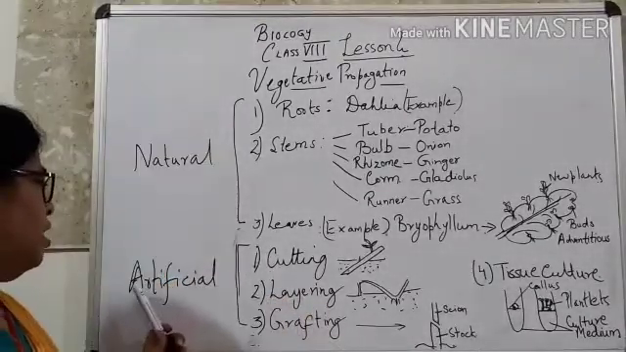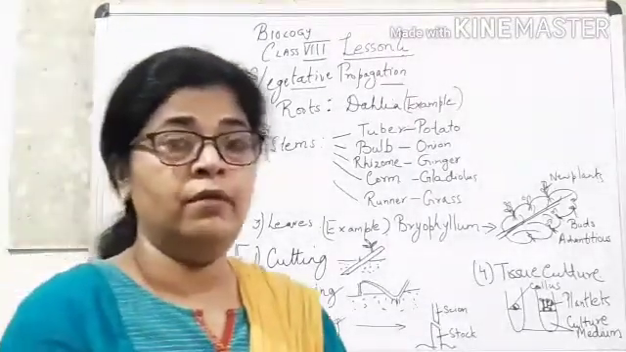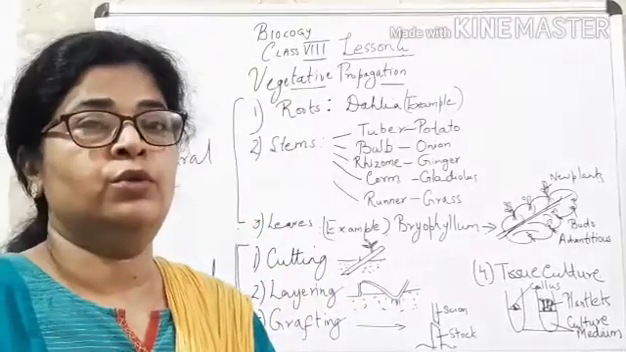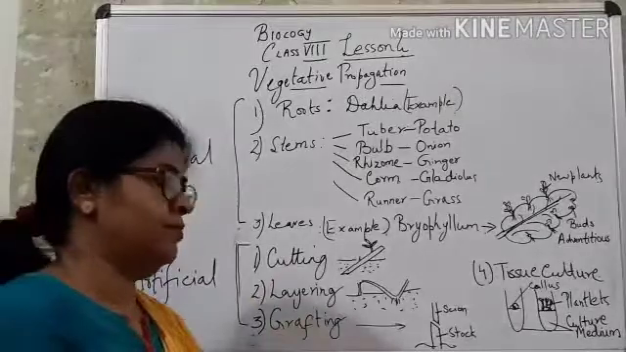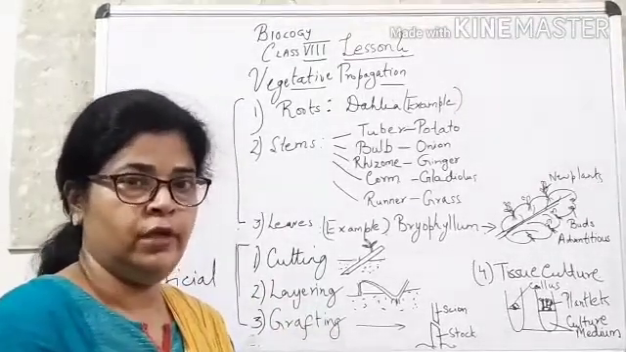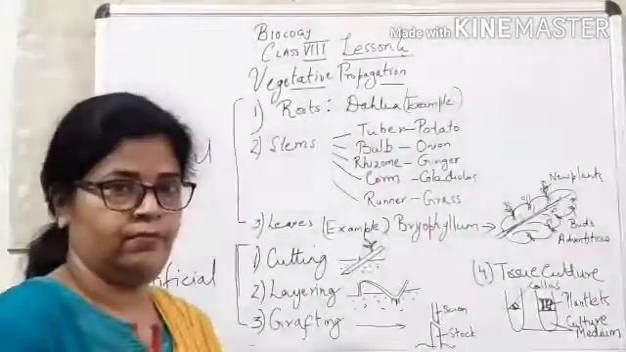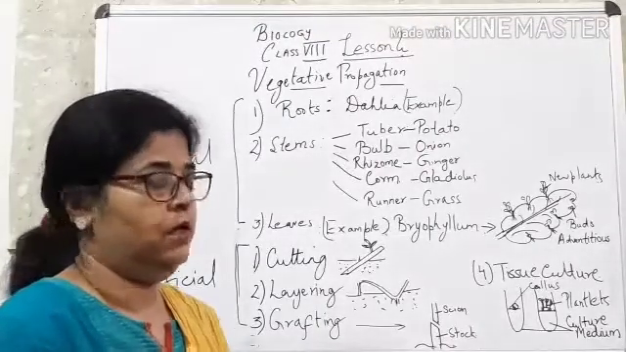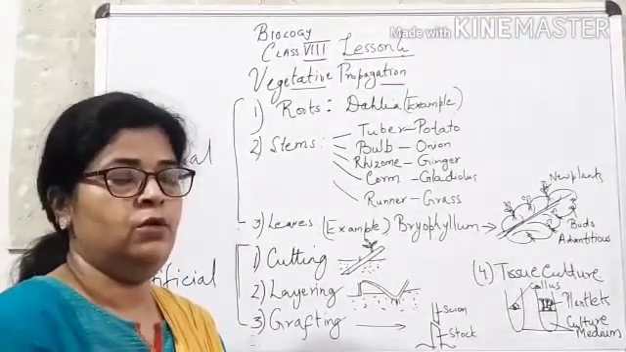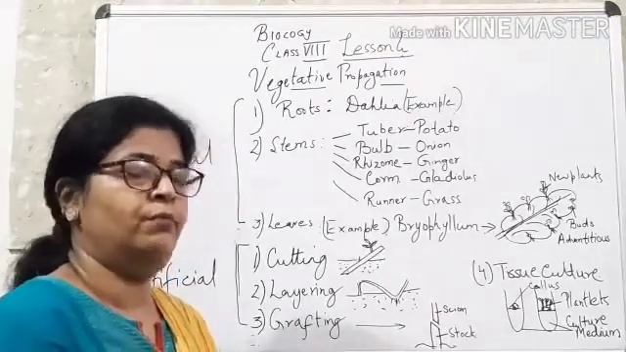Then we have artificial vegetative propagation, which was started by man to suit his needs. So the first method in it is cutting. In this, simple stems are cut with a node in it. You can see a node with a leaf, and they are planted into soil. They gradually develop roots and shoots and form a new plant. So from the parent plant stems, tiny portions can form new plants.